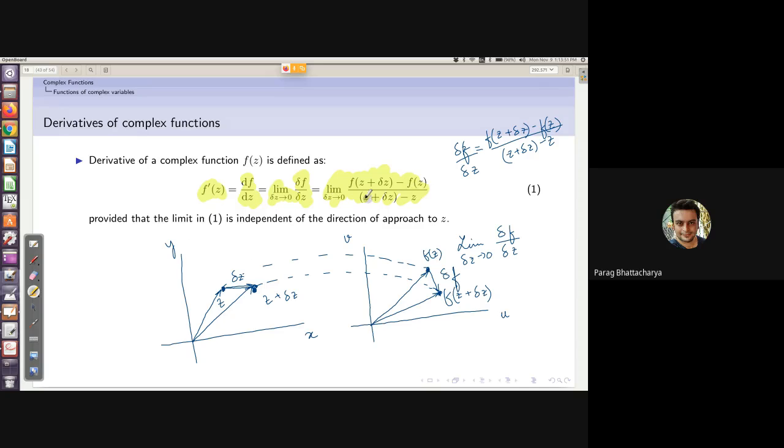Okay, one more important condition. The limit in equation number 1, this limit that we have written, should be independent of the direction of approach chosen to z. In which direction do you move towards z? Either you could move this way or you could move the other way. It is independent of that direction of approach. So this is known as the derivative of a complex function.